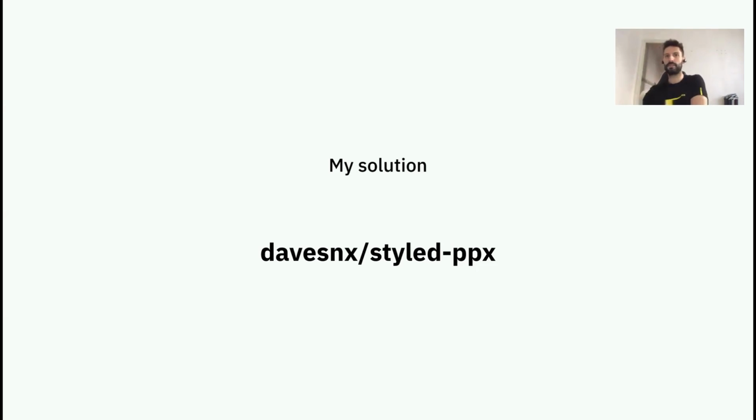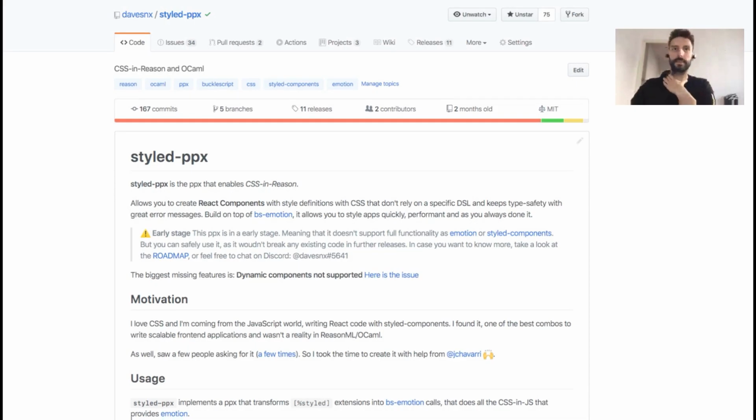So I came up with a solution that I have been working on for around 2 months, in which I try to mimic the styled API in Reason. And I'm using something called PPX that I'm going to explain in a minute. But the idea is that all the modules in Reason, all the components in Reason, are modules. And this is the repo, just to show.